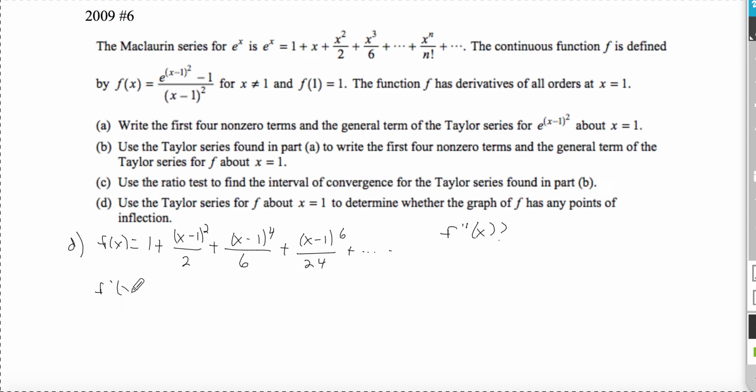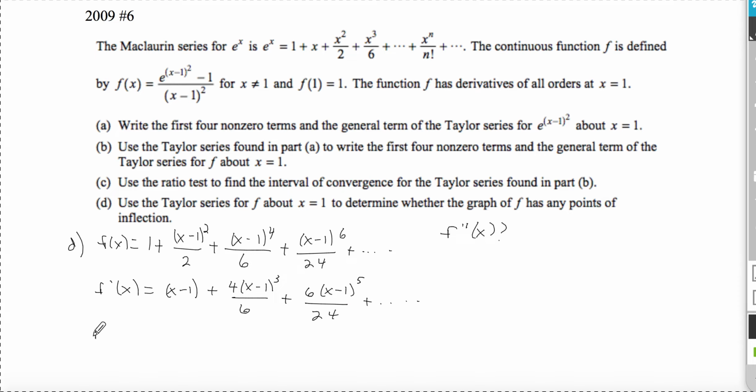The first derivative is going to be, the first derivative of 1 is 0. We're just going to do term-by-term differentiation. The first derivative here, bring down the 2, is going to cancel out with that 2. It'll give us x minus 1. Plus, bring down the 4. That'll give us 4(x minus 1) cubed over 6. Don't have to worry about chain rule because the derivative of the inside is just 1. Plus, bring down this. That'll be 6(x minus 1) to the 5th over 24, and so on and so forth for all the other derivatives.